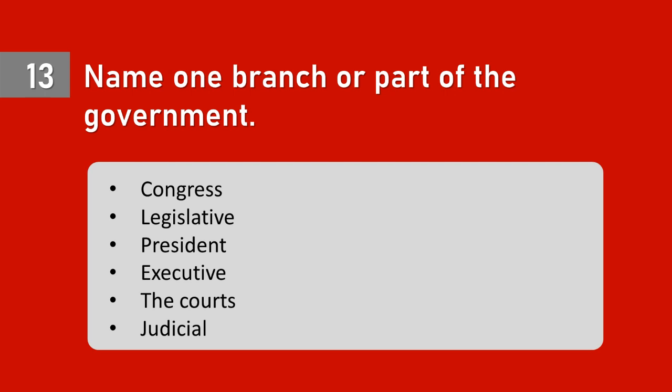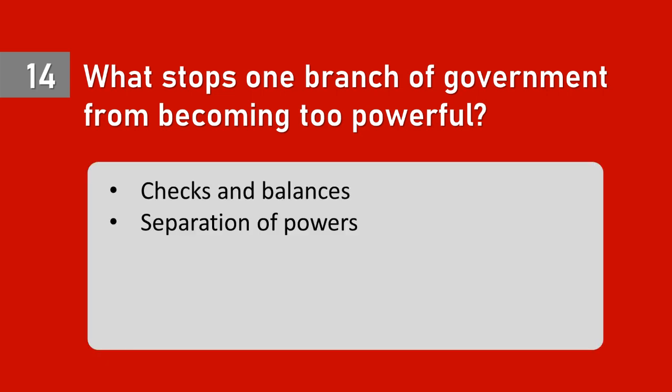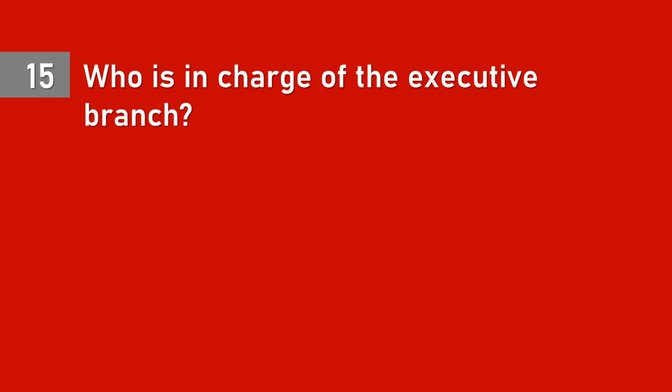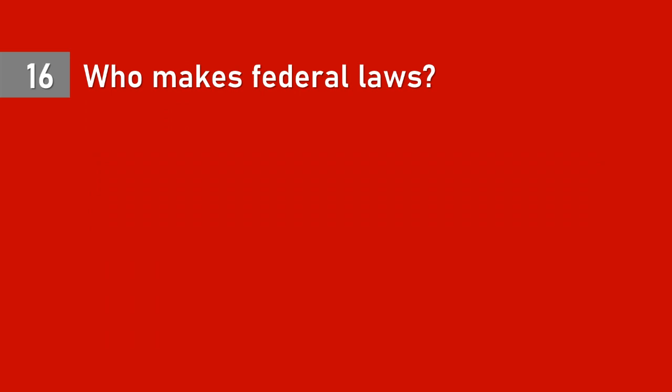Congress, legislative, president, executive, the courts, judicial. Question 14. What stops one branch of government from becoming too powerful? Checks and balances. Separation of powers. Question 15. Who is in charge of the executive branch? The President. Question 16. Who makes federal laws?